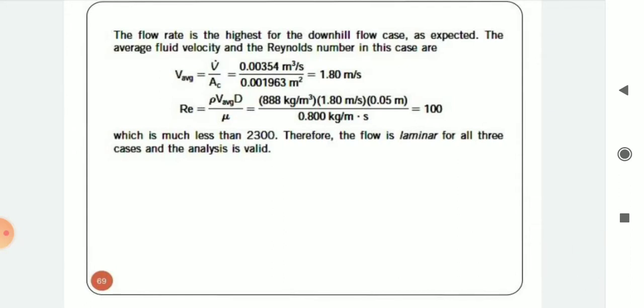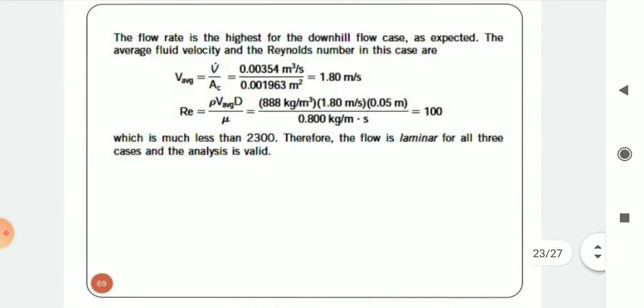The average fluid velocity and the Reynolds number in this case are: V average is equal to V dot divided by Ac. By putting the values of V dot and Ac, we get V average equal to 1.80 meter per second. So Reynolds number Re is equal to rho into V average into D divided by mu. By putting the values we get Re equal to 100, which is much less than 2300. Therefore the flow is laminar for all three cases and the analysis is valid.